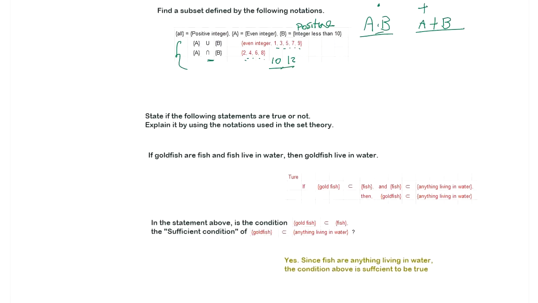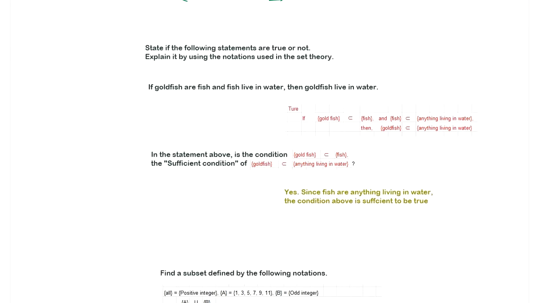Okay, so state if the following statements are true or not. Goldfish are fish, and fish live in the water. Then goldfish live in the water. So goldfish is an element of fish, and fish is a subset of anything living in the water. So goldfish live in the water. So this is the first axiom. So this is obviously correct.